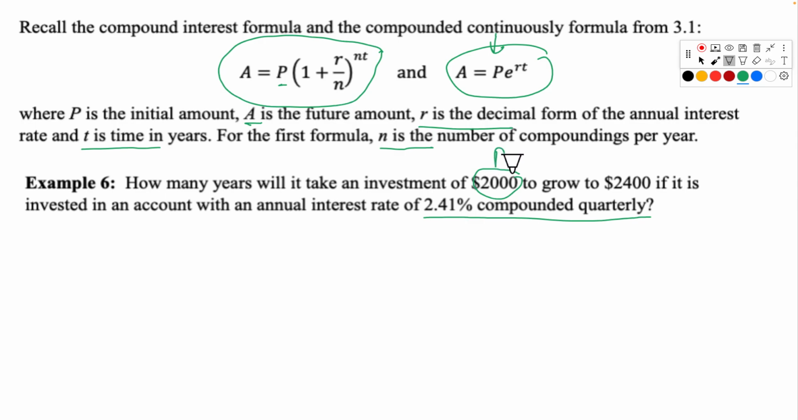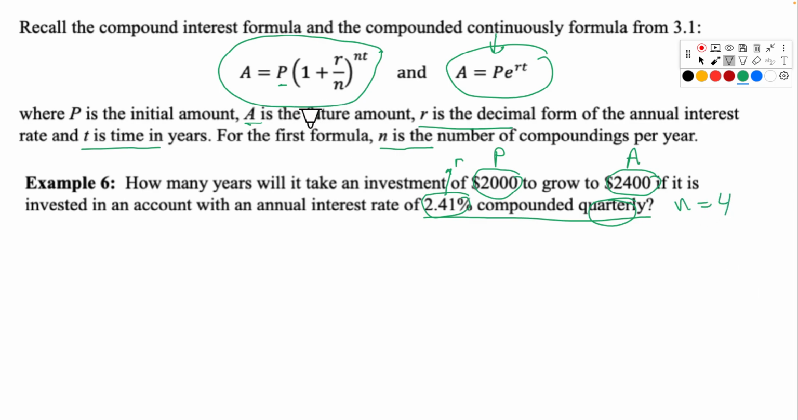It's the P. So that's the principal. That's the amount of the deposit. 2,400, that's the future value. They use A for that, the accumulated value. This number here is the rate. And it doesn't tell us directly, but since it's compounding quarterly, what that tells us is that n equals 4.